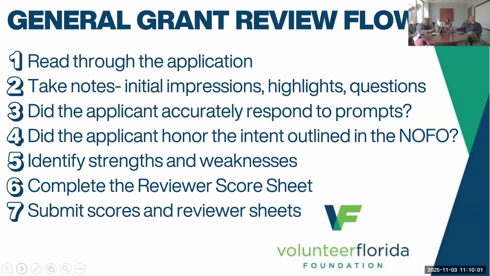So the general grant review flow, you'll first start out by reading the application. I've already confirmed that the documents have been provided. So you'll go through the application and the budget itself. You'll take your notes and your initial impressions, highlights, and questions. You'll take into consideration whether or not the applicant accurately responded to the prompts posed in the application. You'll want to consider whether the applicant honored the intent outlined in the Notice of Funding Opportunity. You'll want to identify any of the strengths and weaknesses posed in the application. You'll complete the reviewer score sheet, and then you'll submit those scores and the reviewer sheets back to myself.